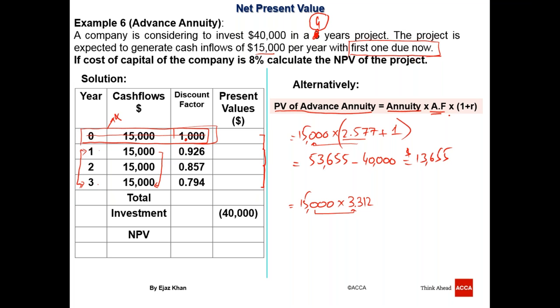But since it's an advance annuity, we have to multiply it with 1 plus R. So just multiply it with 1 plus R. R is 8%, so we just need to write it as 0.08. So 15,000 into 3.312, that is the 4 years annuity factor, and then multiply it with 1.08 to adjust the impact of advance annuity. May I know the answer?